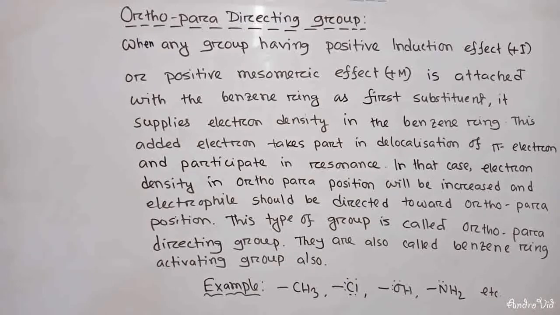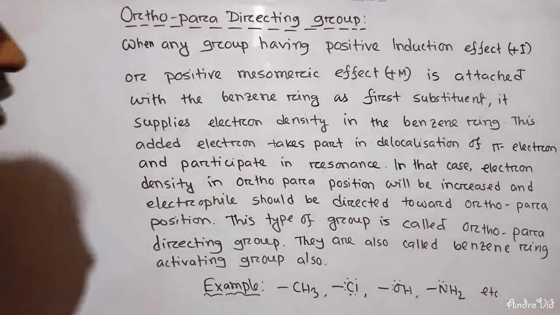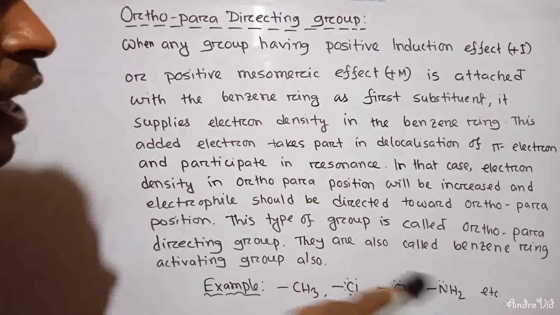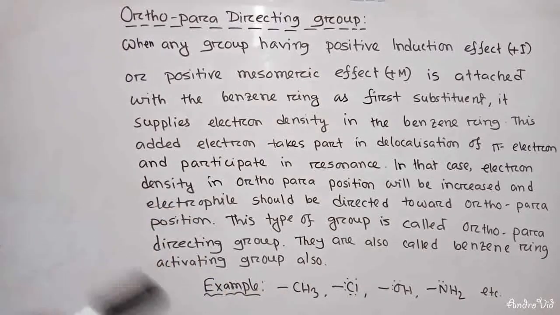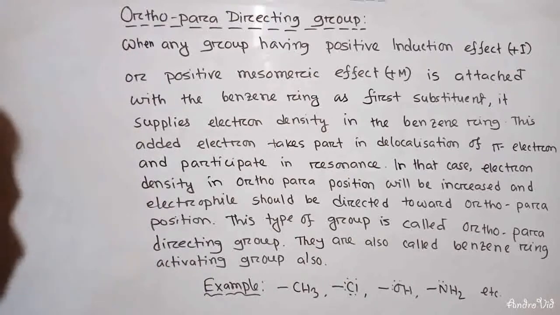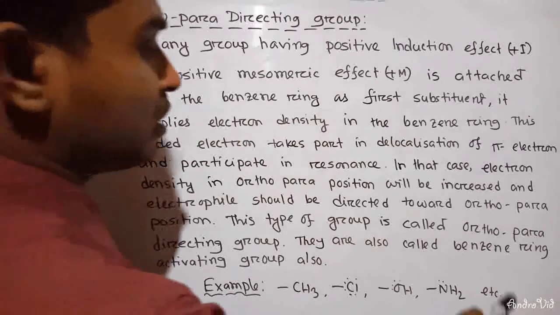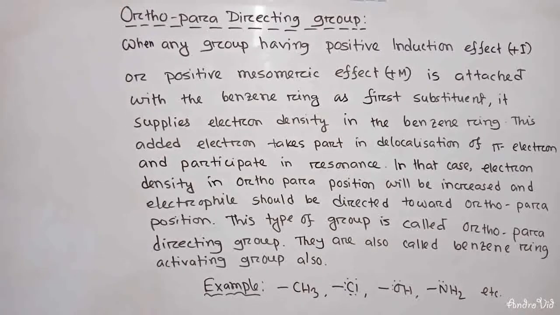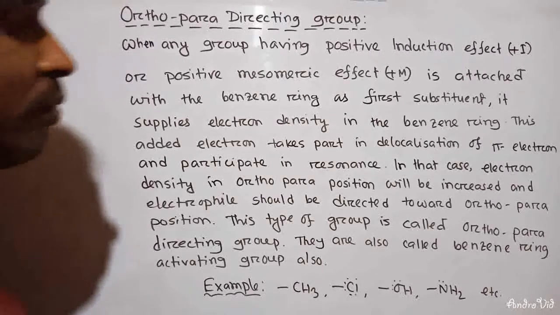Basically these are the groups, these are the examples. And if this type of group is attached with the benzene ring, they will supply electron density to the benzene ring. Again, these are the groups, if they are attached with the benzene ring, by positive induction effect and positive mesomeric effect, they will supply electron density towards the benzene ring. Hence, for this reason, the electron density in the benzene ring will be increased.